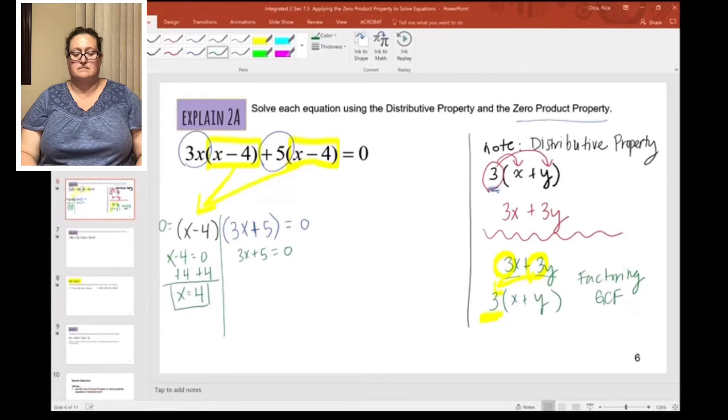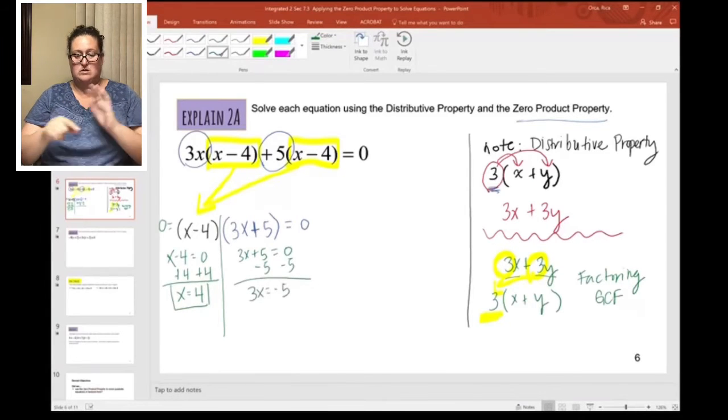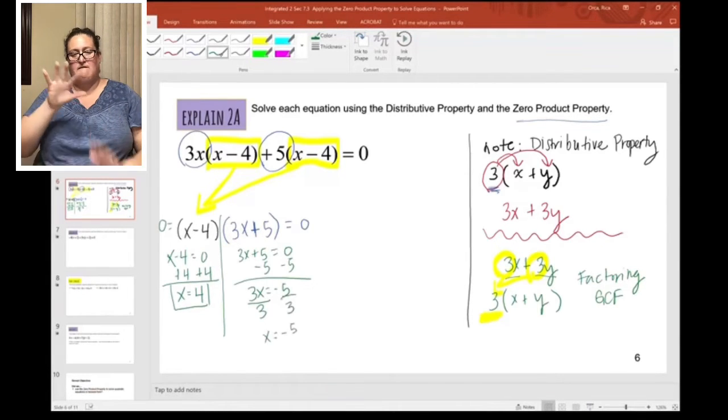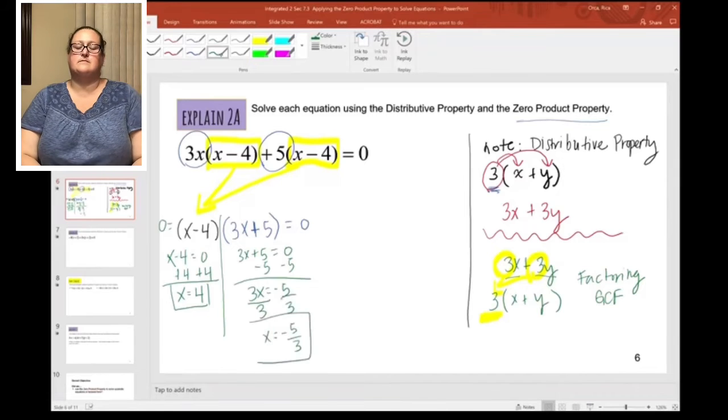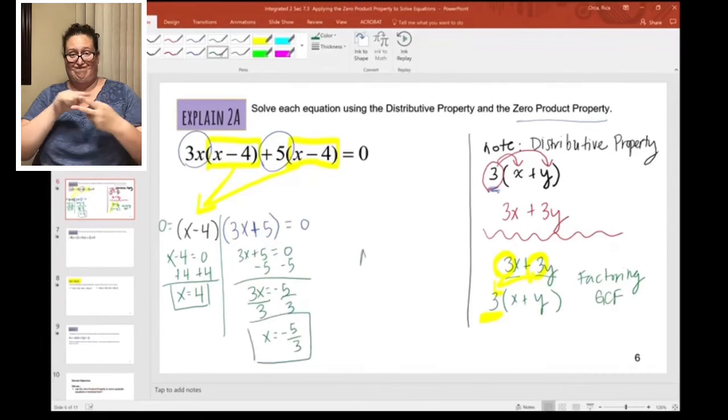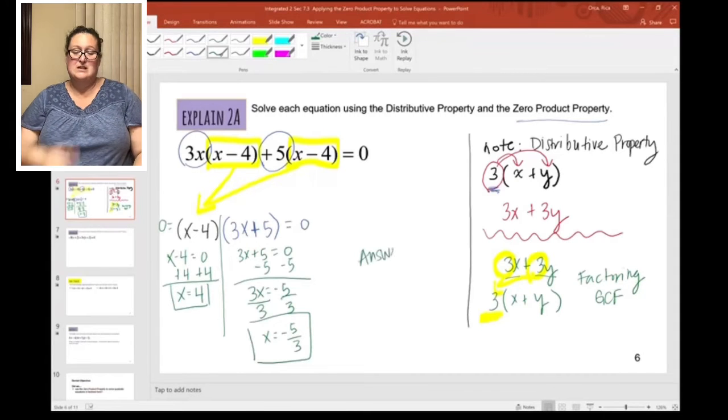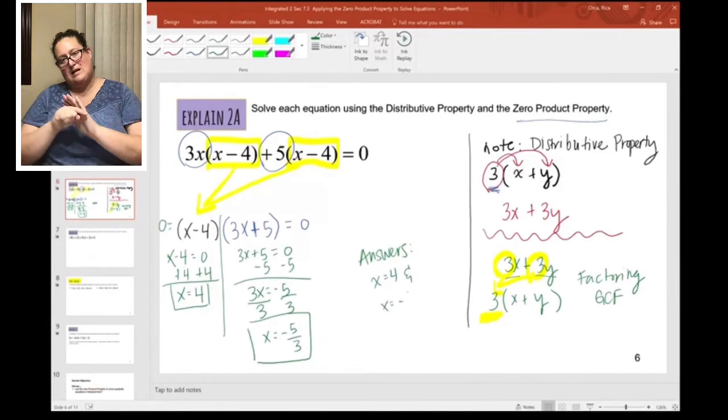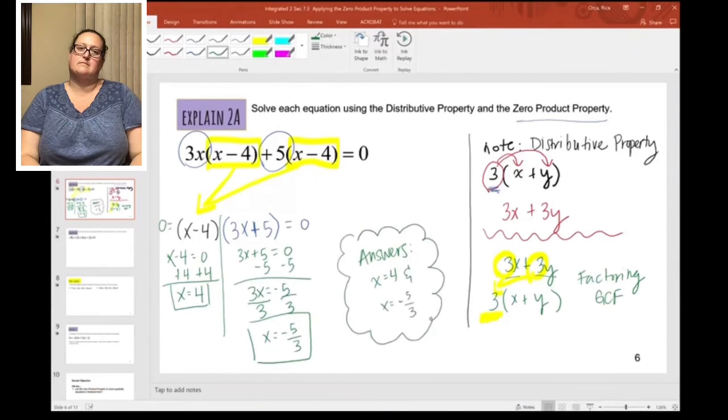In our second equation, we're going to subtract 5 to both sides. That's going to give us 3x equals negative 5. Divide both sides by 3. X equals negative 5/3. And those are our solutions. So the answers are x equals 4 and x equals negative 5/3. Let's look at another problem.